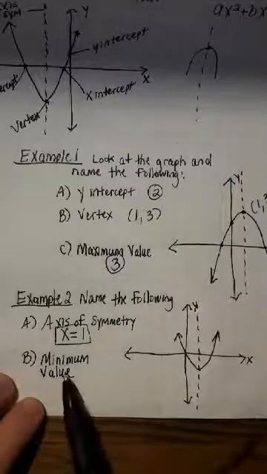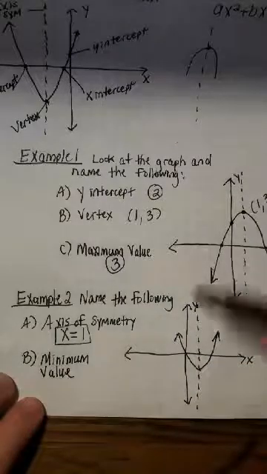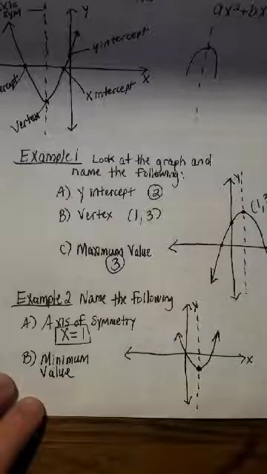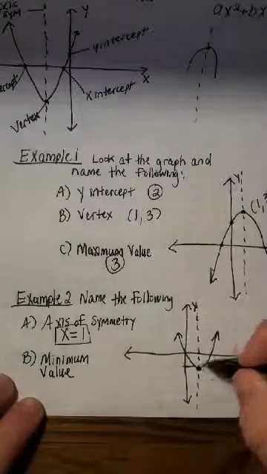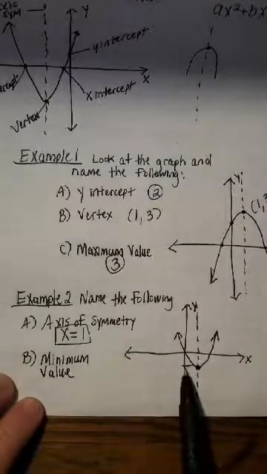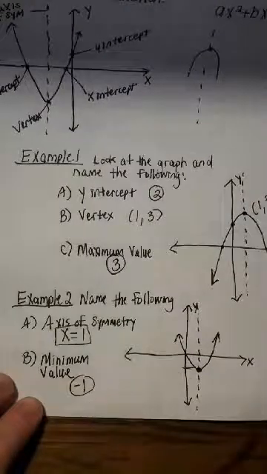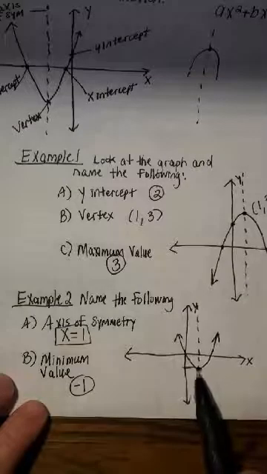And then it says to name the minimum value. This parabola is turned up, so the vertex is here at the bottom. It's the bottom point. And when it says name the minimum value, again, it's saying name that y value right there, which is -1. And you just put -1. You don't have to put any equation. It's not an equation. It's just that value of the y coordinate.